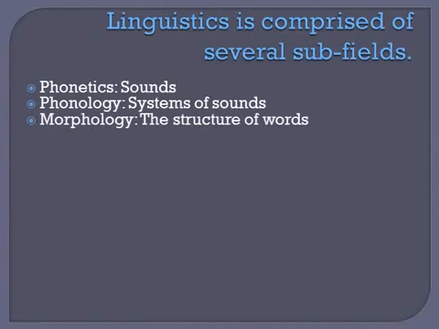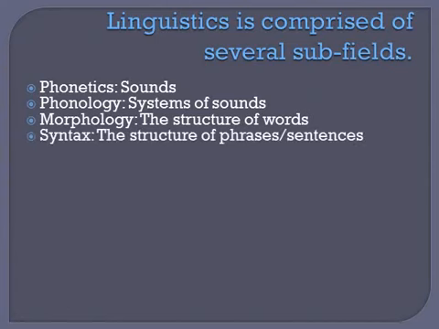Morphology deals with how words are put together from smaller units, like how you can attach "un" to the front of a word like happy and change its meaning. And syntax deals with how words get strung together into phrases and sentences.